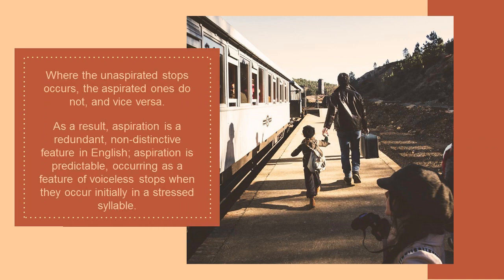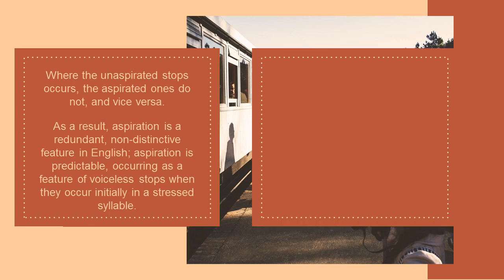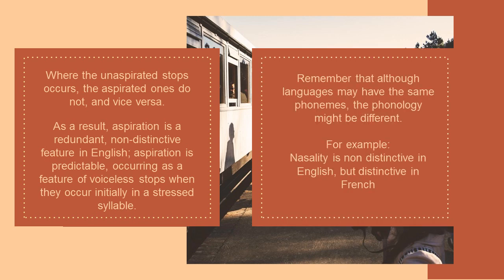So where the unaspirated stops occur, the aspirated ones do not, and vice versa. As a result, aspiration is a redundant, non-distinctive feature in English. Aspiration is predictable, occurring as a feature of voiceless stops when they occur initially in a stressed syllable. One thing you have to remember is that although languages may have the same phonemes, the phonology might be different. For example, nasality is non-distinctive in English, but distinctive in French. So that's the end of my explanation, and the next will be explained by Riri.